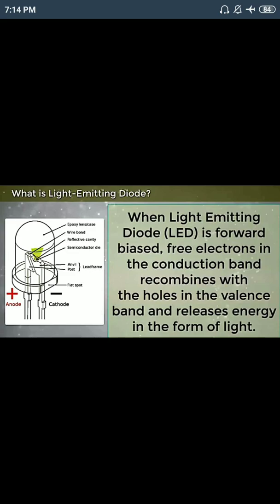This phenomenon is happening inside the LED. That's why the LED glows, or that's why we get light from the LED, because it emits energy in the form of photons. And a photon is a particle; light consists of photon particles. So whenever photons are emitted, we see light emitted from the diode. That's why this device is called a light emitting diode.